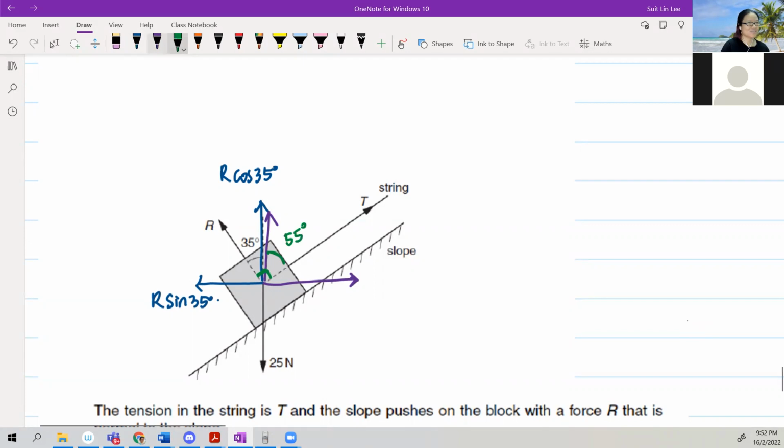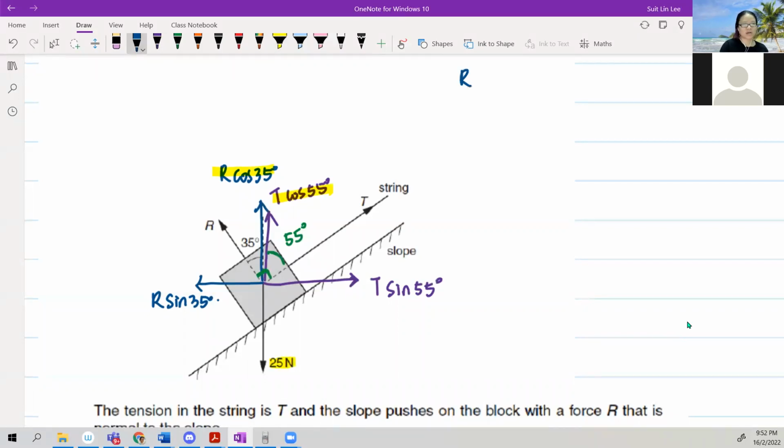Okay? So which means this one up here is T, sine or cos, right beside the angle, cos 55. And this one here is T sine 55. Ooh, things are getting quite complicated, but don't worry, we're done. Sum of the upward forces is this, and it must balance with 25.